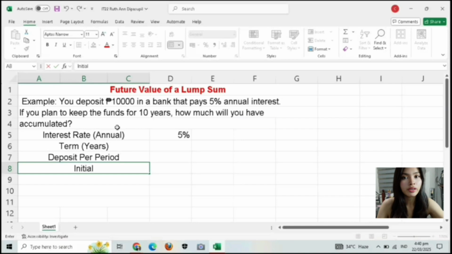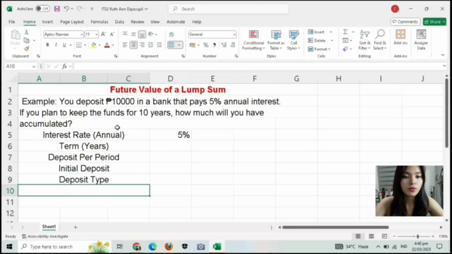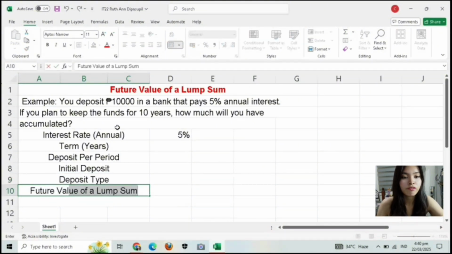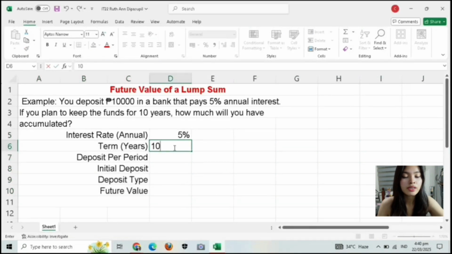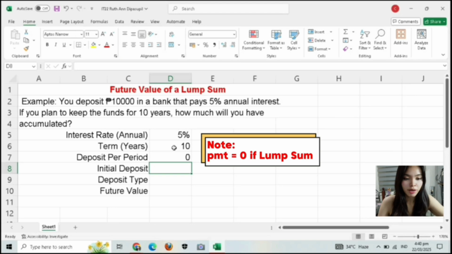I have an example here. Suppose you deposited 10,000 in a bank that pays 5% annual interest. If you plan to keep the funds for 10 years, how much will you have accumulated? And let's use the formula to calculate the future value of a lump sum investment. So the interest rate is already given, which is 5%. The term is 10 years. So deposit per period, we will use the default amount, which is 0 because it is a lump sum and one-time deposit lang siya.